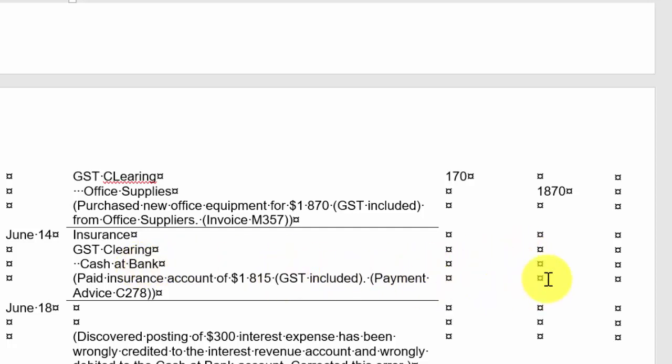I usually put the gross amount in first, and what I've got to do now is to again divide this by 11 and to get the GST. That GST amount is 165, so therefore the insurance itself was 1650. Again, doing a check, that plus that equals that.